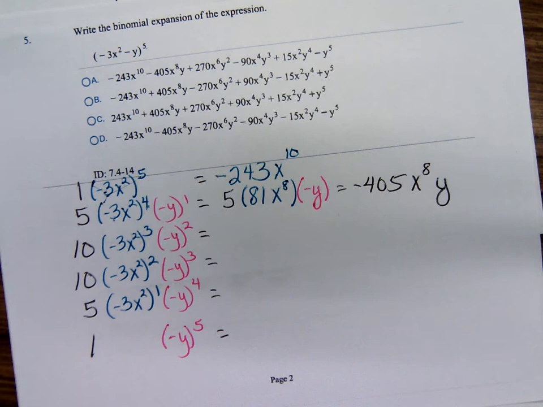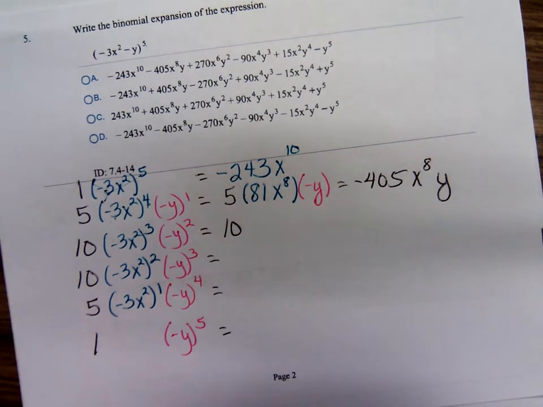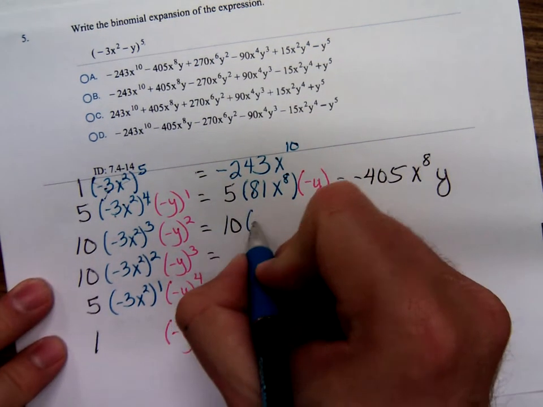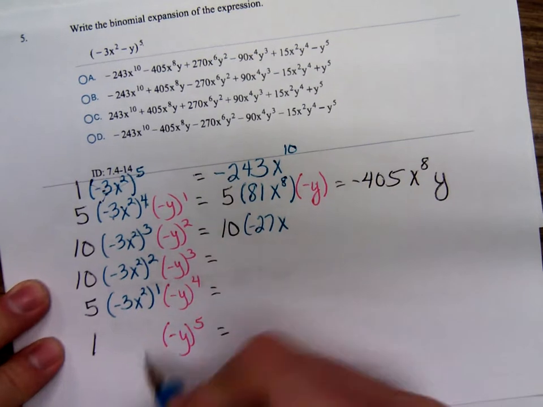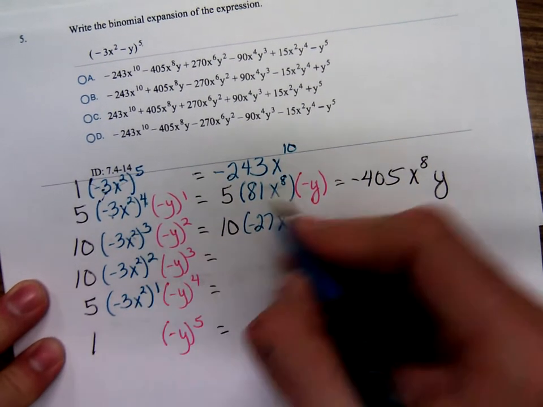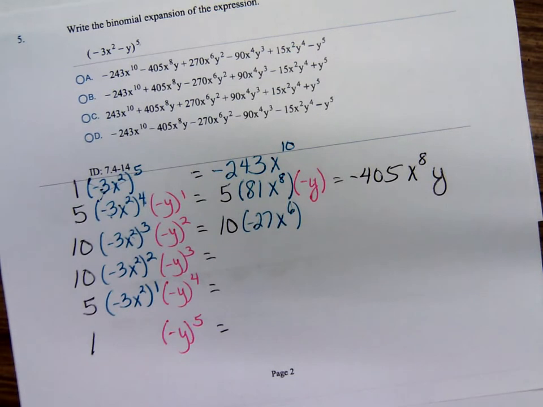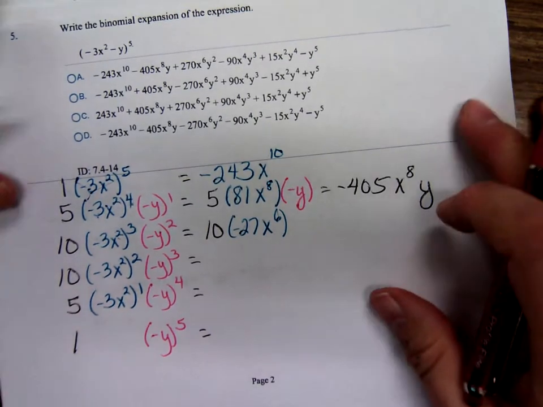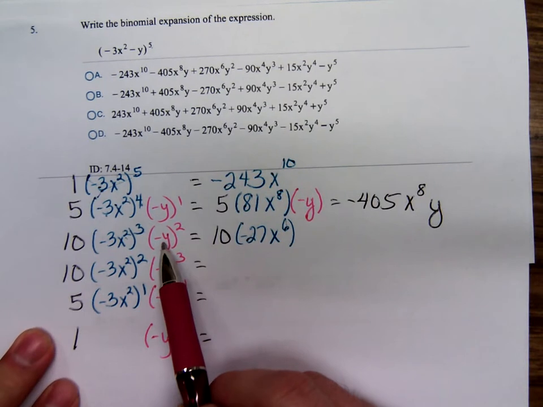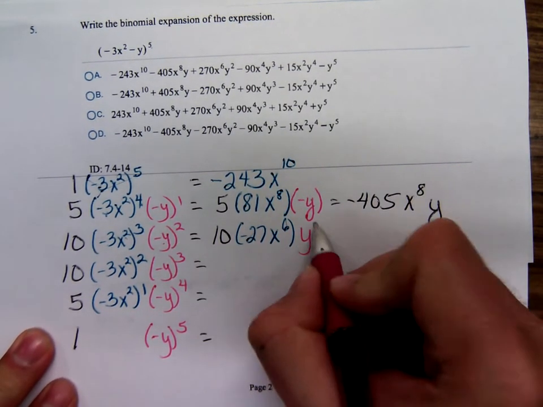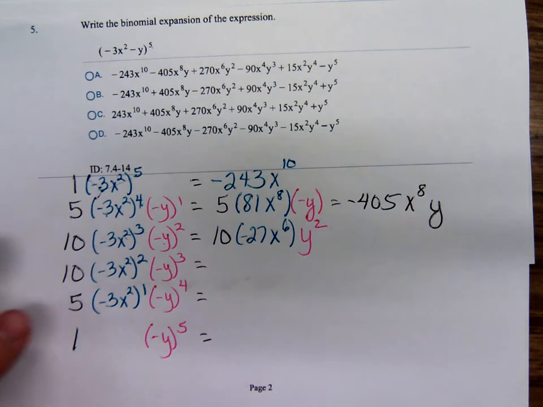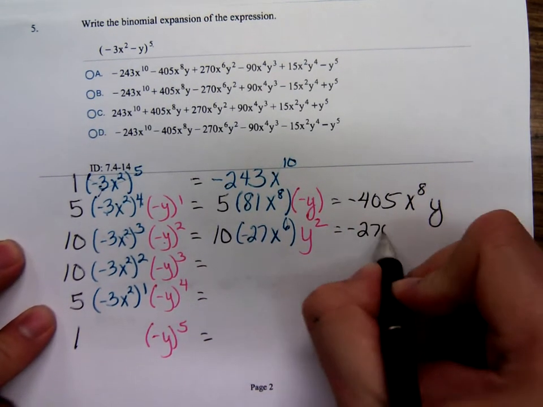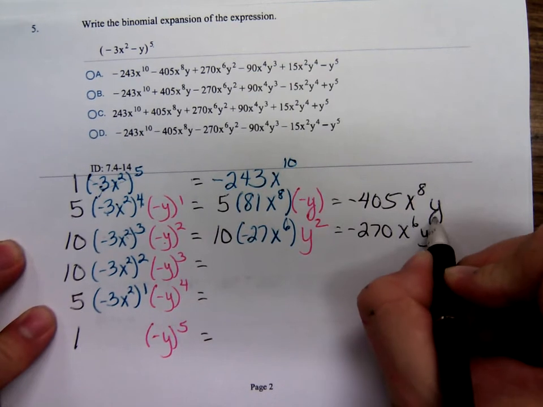On the next one, we have a 10, we have a negative 3, x squared all cubed. Negative 3 times negative 3 times negative 3. That's going to be a negative 27. X to what power? 6th. Now, a negative y all squared would be a positive y squared. So what would that give us? A negative 270 x to the 6th y squared.